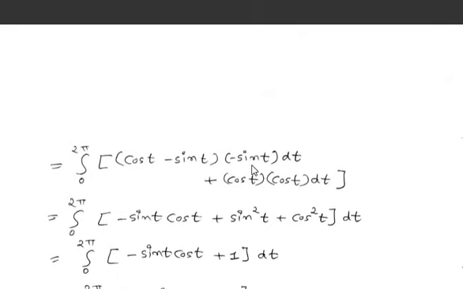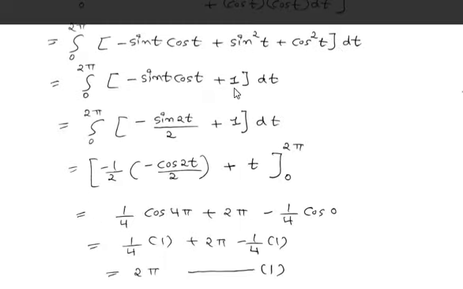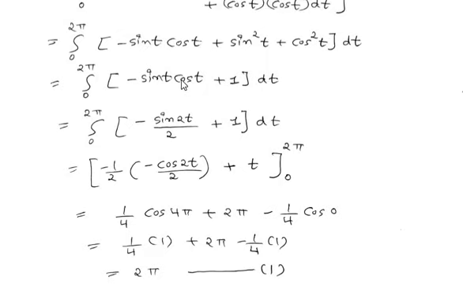Now cos t into minus sin t gives minus sin t cos t, minus minus plus sin t into sin t becomes sin square t, plus cos t times cos t becomes cos square t, and cos square t plus sin square t is 1. Multiply it by 2 and divide it by 2. So 2 sin t cos t becomes sin 2t, and in the division we have 2. Now the integration of sin 2t is minus cos 2t by 2, with the minus 1 by 2 as it is, and the integration of 1 with respect to t is t.